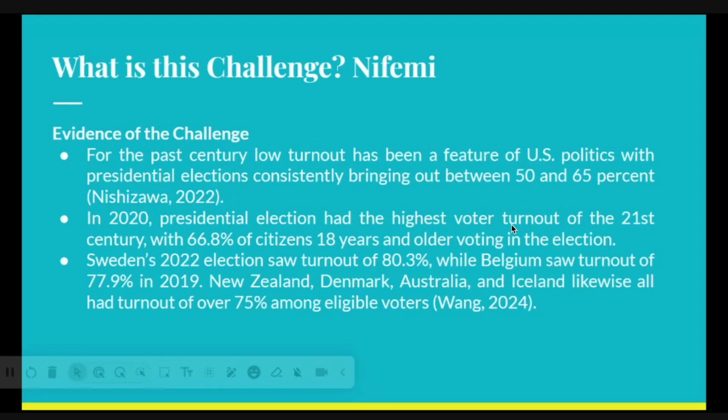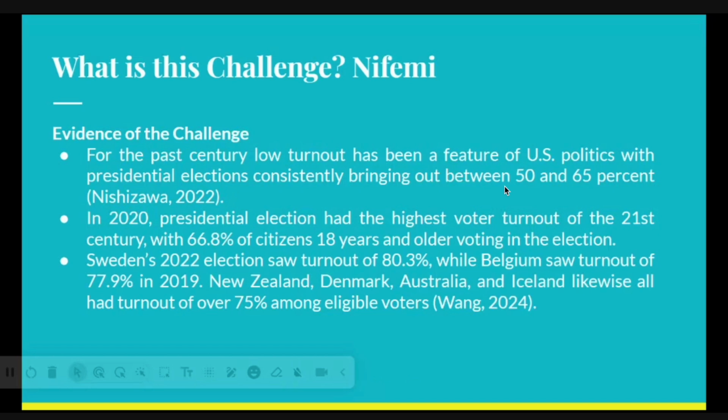Low voter turnout has always been a prevalent issue in the United States. According to an article in the Council on Foreign Relations, the presidential elections in the United States have consistently seen a voter turnout between 50 and 65%. The 2020 presidential election saw one of the highest voter turnouts in the United States, with about 66% of the voting eligible population actually participating in the election.